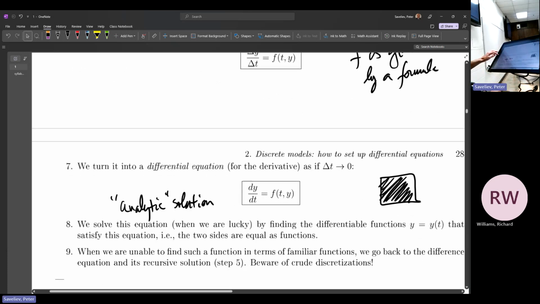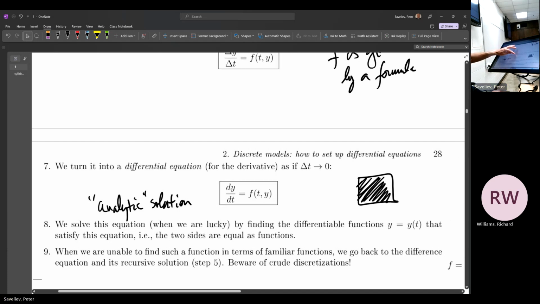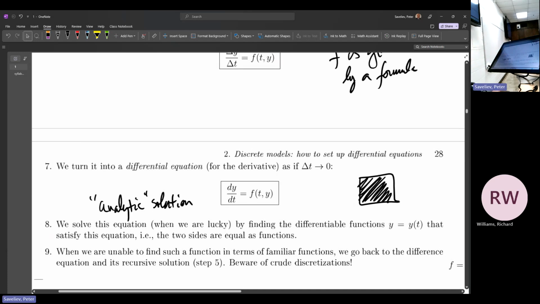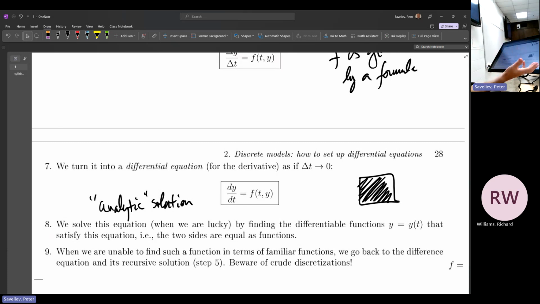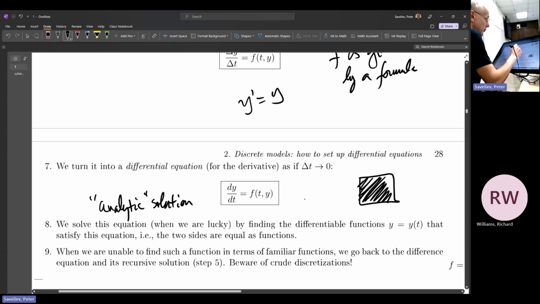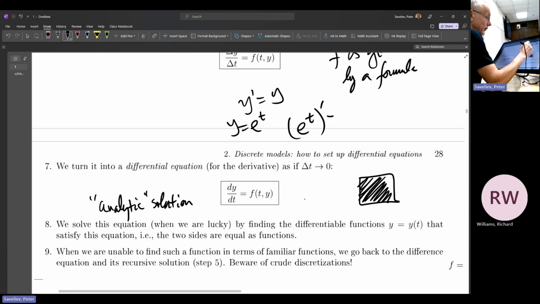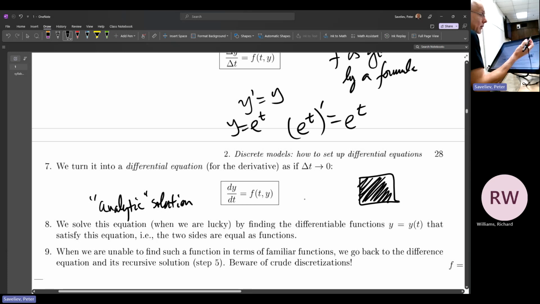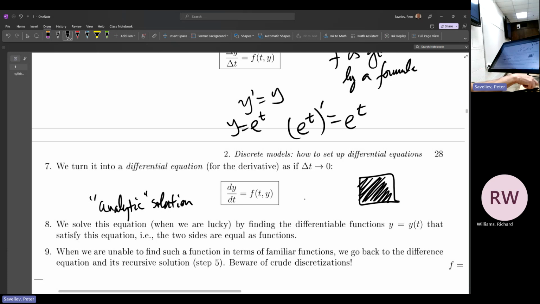Okay, so when we solve it, when we're lucky, it means that I take that y formula and substitute it into the equation. I have two expressions, on the left and on the right, equal to each other. So if I have y prime is equal to y, and I choose y is equal to e^t, then (e^t) prime is equal to e^t, and that confirms that the equation is true. To put it very simply, that function satisfies the equation.